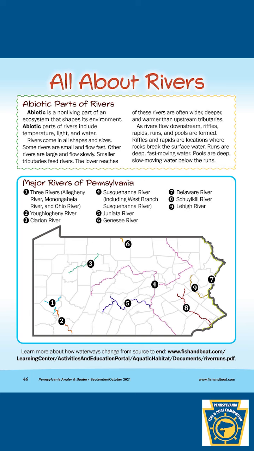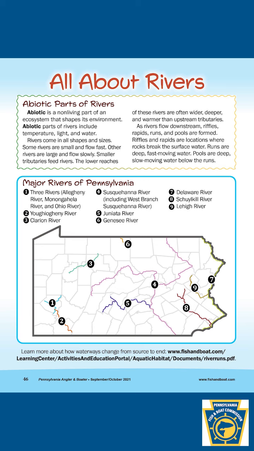Smaller tributaries feed rivers. The lower reaches of these rivers are often wider, deeper, and warmer than upstream tributaries. As rivers flow downstream, riffles, rapids, runs, and pools are formed. Riffles and rapids are locations where rocks break the surface water. Runs are deep, fast-moving water. Pools are deep, slow-moving water below the runs.